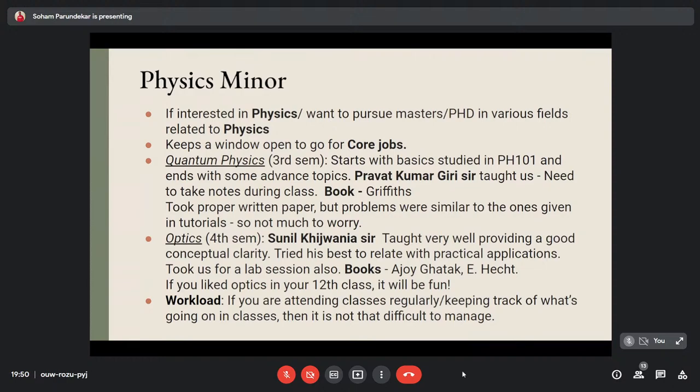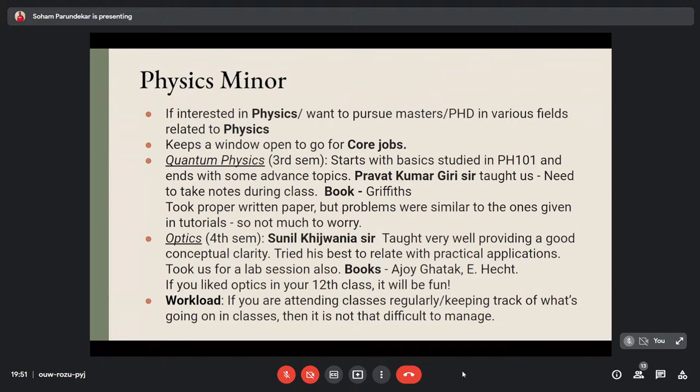Though there was no lab component in the course, Professor Sunil Khijwania took us to his lab and showed some of the experiments so that we could get more clarity on the topics. And he also took us to his personal lab and showed us the optical fibers and some phenomena associated with the optical fiber. So it gave more insights on the topic and it was very interesting. So the course was very well taught by Professor Sunil. And if you guys liked optics in your 12th class, then the course is going to be fun for you.